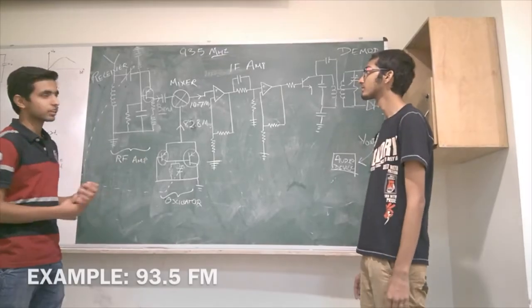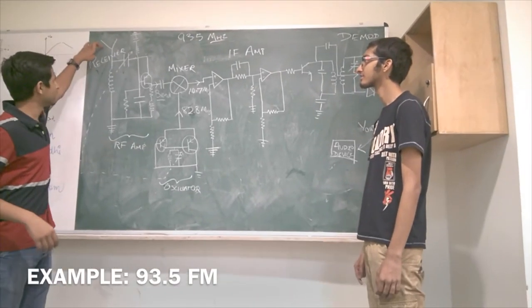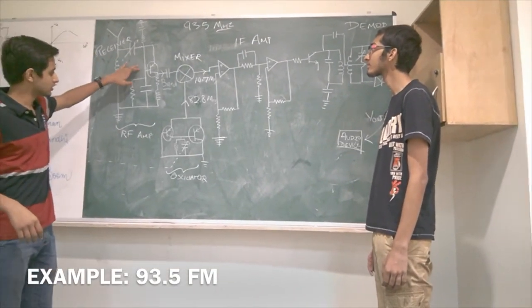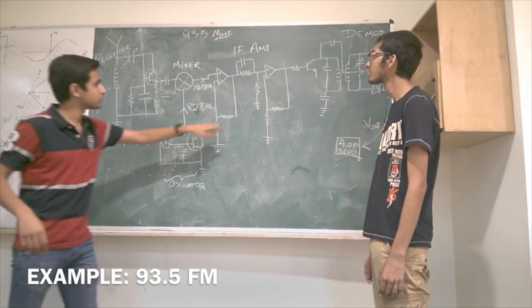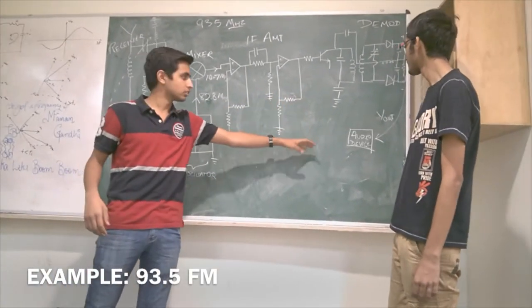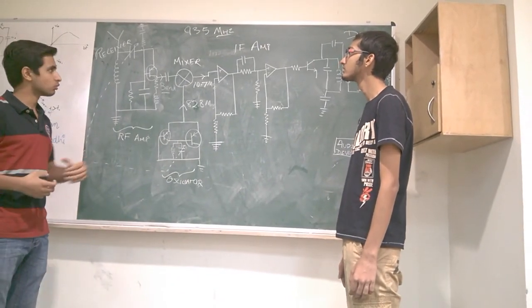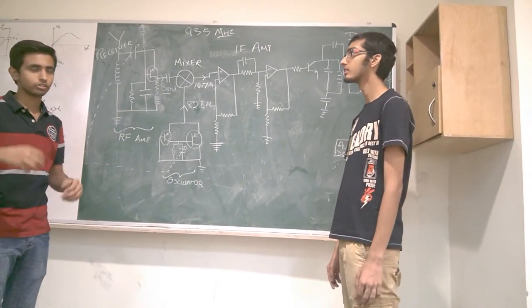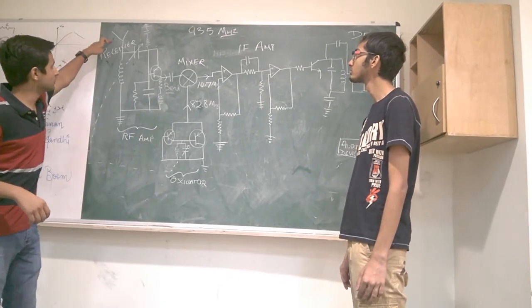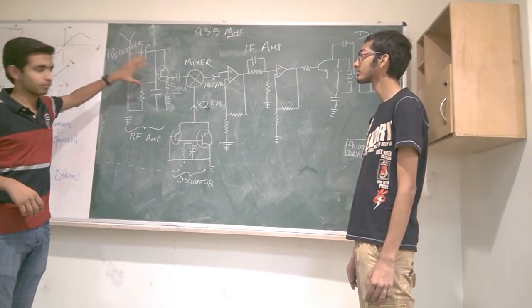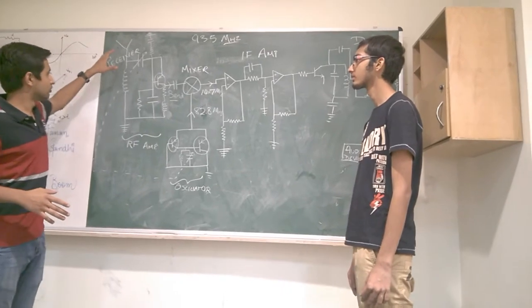So this is the final circuit of an FM radio. Here we have the antenna or the receiver. This is the RF amplifier, the mixer, the oscillator, the IF amplifier, the demodulator, and the audio device. So now let us assume that the listener wants to hear the 93.5 MHz audio station. Here the receiver will receive all the various bandwidths of the frequencies.